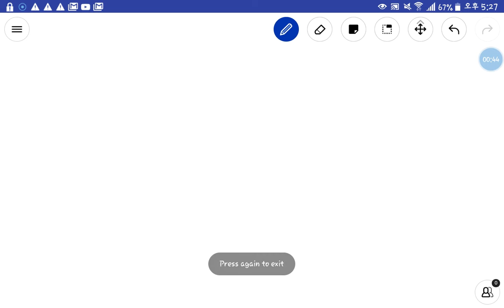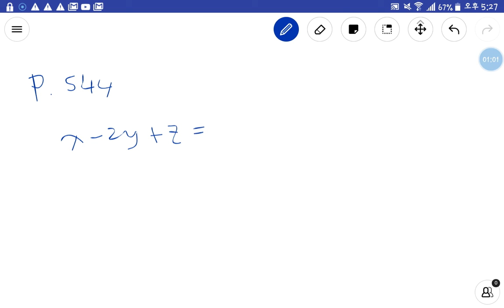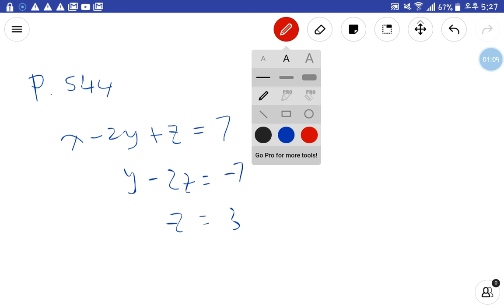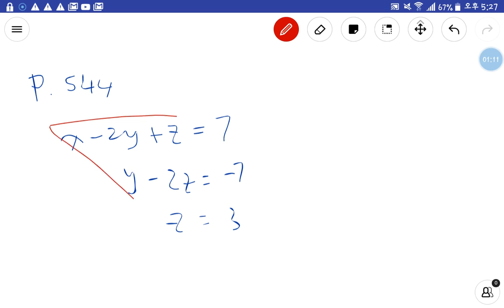So we have a vocabulary term, which is triangular form. You may have a question: what does that mean? What is a triangular form for a linear system? You may see this: x minus 2y plus z equals 7, y minus 2z equals negative 7, z equals 3. When you see those three equations, the left part starts with 3 variables, then goes to 2 and 1, so it looks like a triangle. That's why they call it a triangular form.